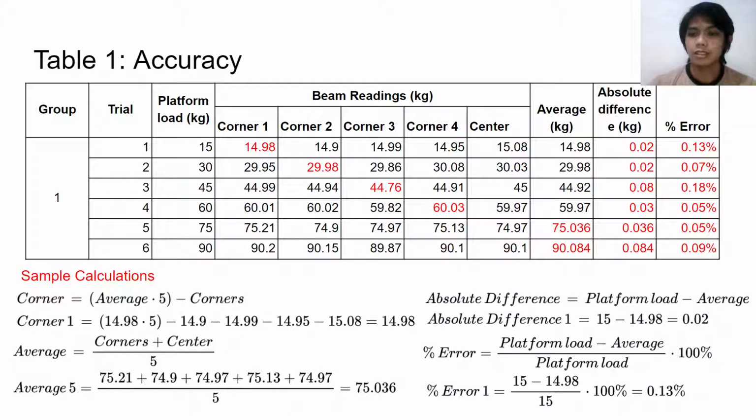The percent error, lastly, is calculated by taking the difference of the platform load and the average, dividing that difference by the platform load, and then multiplying it by 100%. So again, for trial number 1, the sample will be 15, the platform load, minus the average of 14.98, then dividing by the platform load times 100%, which yields an answer of 0.13% for the percent error at trial number 1.